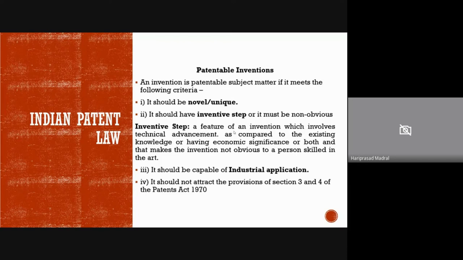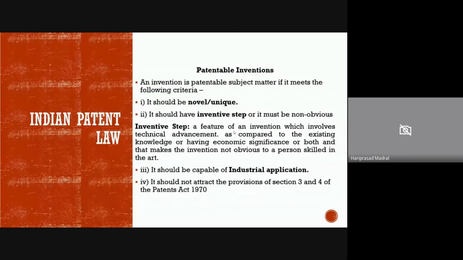The inventive step is considered as the feature of an invention which involves a technical advancement. There has to be an advancement feature in the idea or the invention compared to the existing knowledge or the earlier knowledge. That advancement can be of any magnitude, but as long as there is an advancement or additional features are present compared to an existing knowledge, idea, or concept, that is considered the inventive step.